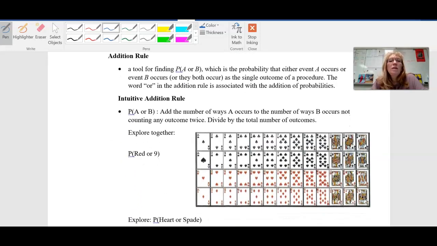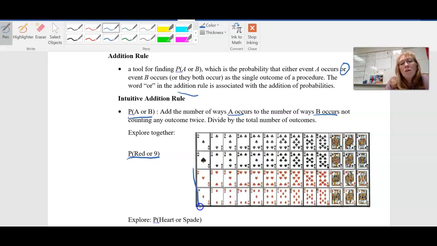Love cards. So I gave you some pictures here. We want P of A or B. Find the probability that an event A occurs or an event B occurs. So we're adding, with a single outcome and procedure. The or means addition. Add the number of ways A occurs to the number of ways B occurs. So I want to find the probability of red or 9. Let's see how you do that.